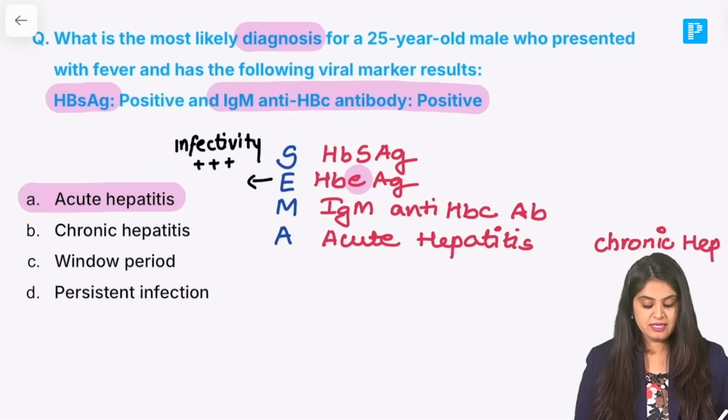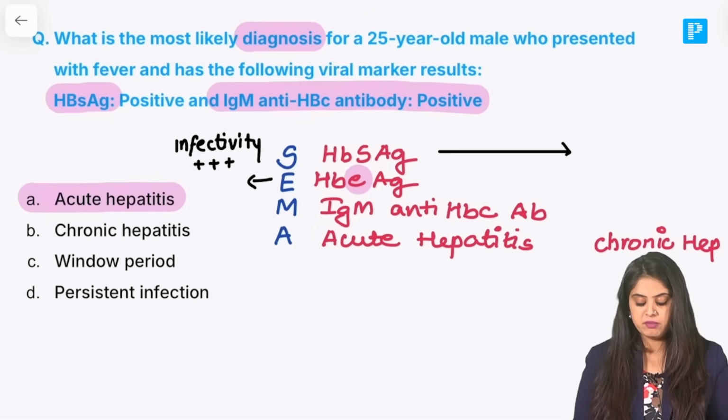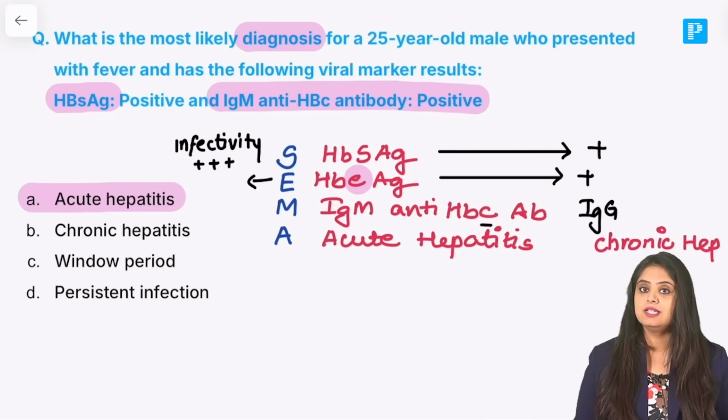On the other hand, if the same surface antigen would have been positive, the same E antigen would have been positive, but now for the core antigen, if the antibody formed is IgG, this makes it a case of chronic hepatitis. Here it was IgM, I marked acute hepatitis.